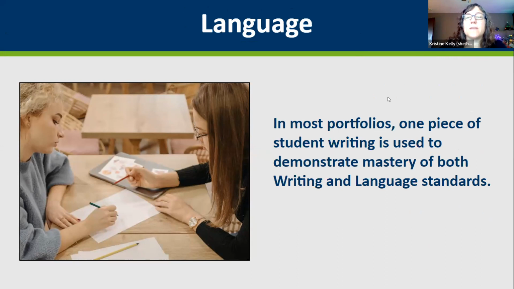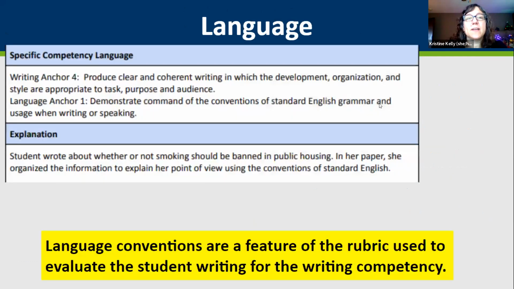Let's take a look at language. And this is going to be a very quick peek, because in most portfolios, one piece of student writing is used to demonstrate mastery of both writing and language standards. So when the cover sheet comes in, it will often include the intended level E writing anchor, and then the level E language anchor. And most of the time, what people are having students demonstrate is language anchor 1 or language anchor 2 about the conventions of standard English grammar. Not always, but a lot of the time.